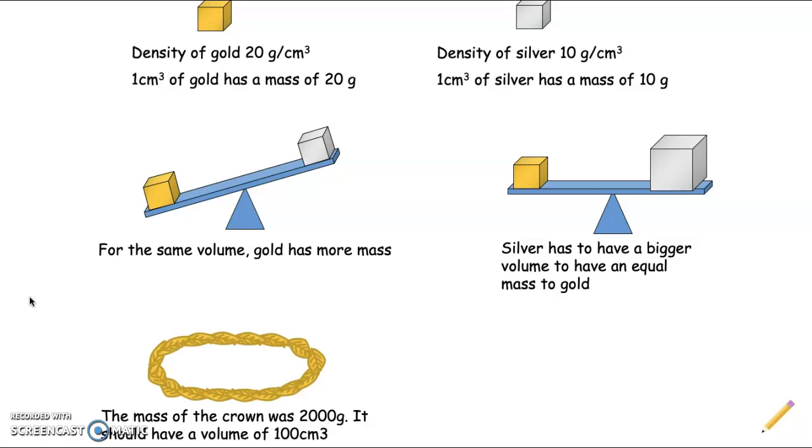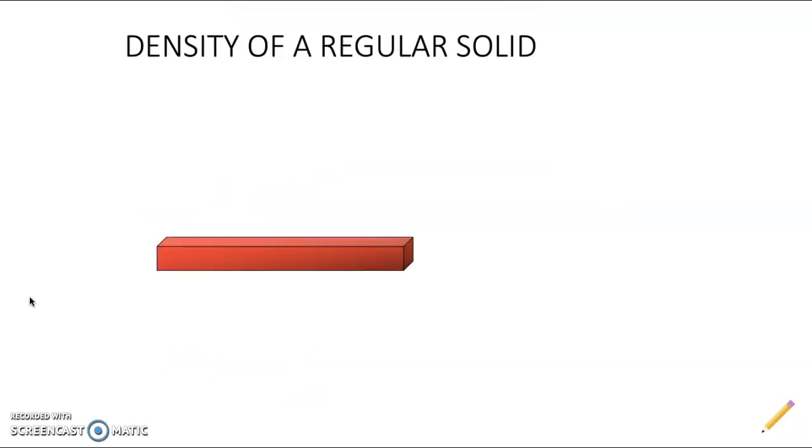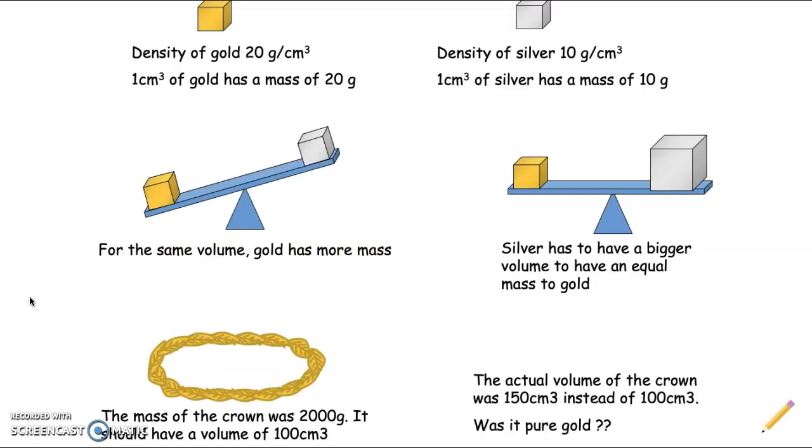So the mass of the crown was 2,000 grams, and it should have had a volume of 100 centimetres cubed. The actual volume of the crown was 150 centimetres cubed instead of 100. So was it pure gold? And the answer to your question is no, as you saw in the video.